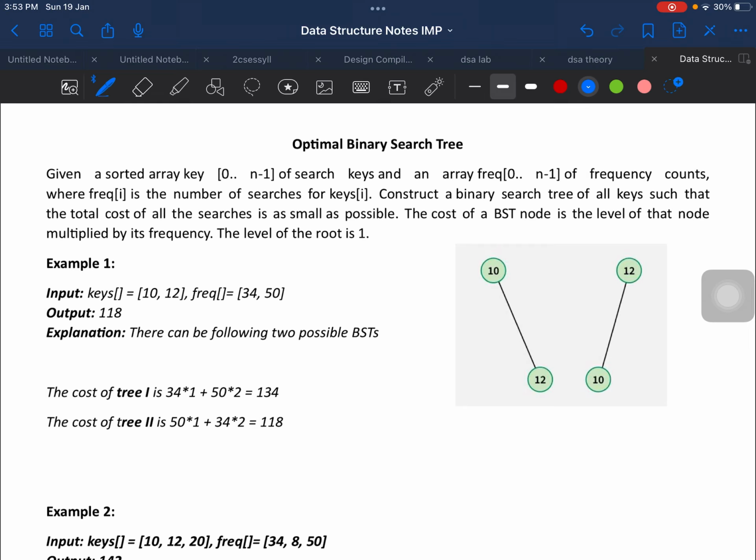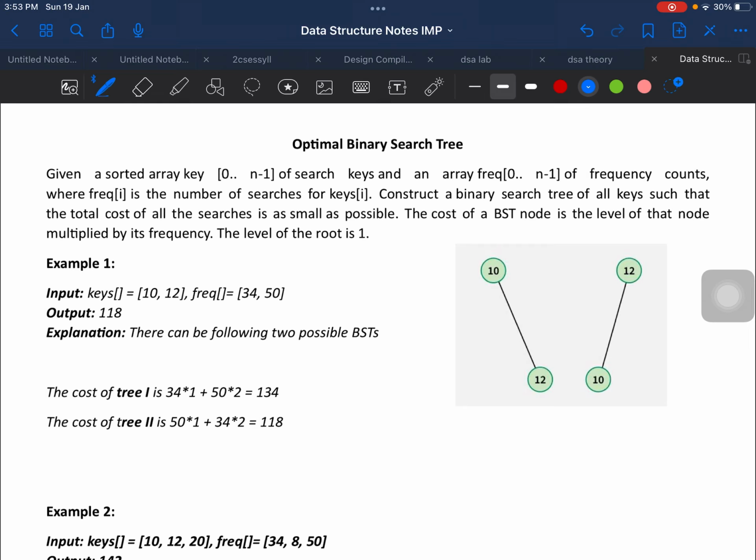So guys, we will see with the help of an example how we can draw the OBST, with some data where the key array is given and the frequency array is given. From that key array and frequency array, we will try to draw one OBST.